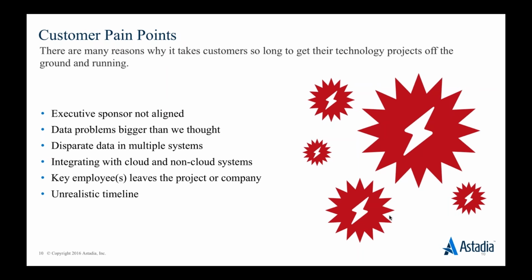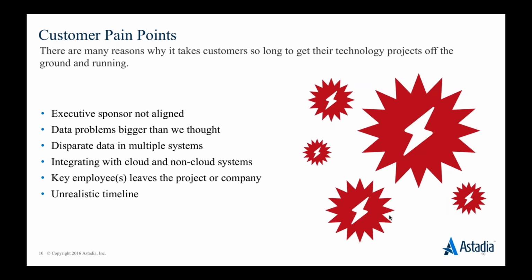Key employees leave the project or company, and on a realistic timeline. So hopefully 90 days is a realistic timeline for everyone on this call, but unrealistic timelines are always doomed projects. So we'll talk about how we can sort of alleviate those problems. Okay, so you've got your budget, you've got stakeholder approval. Now what? What do we do?